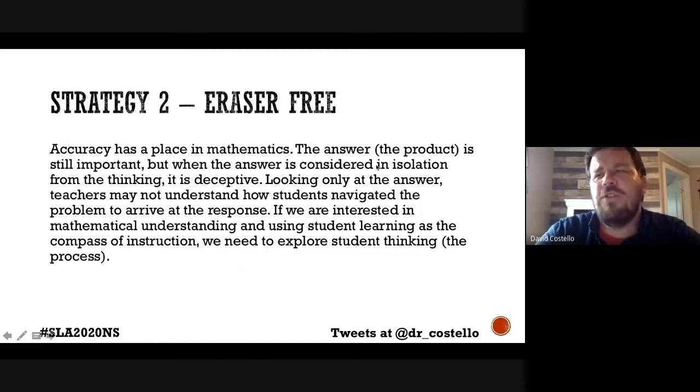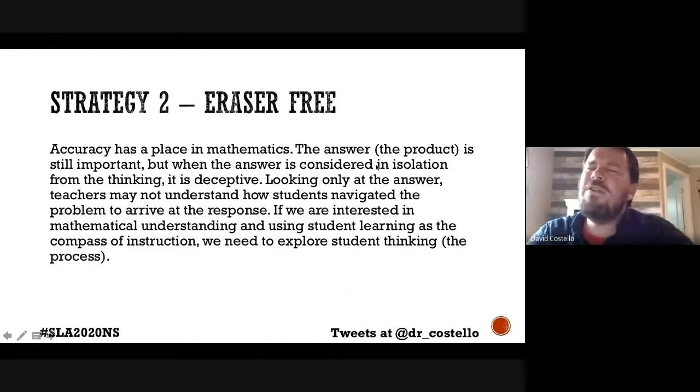So I know accuracy has a place in math. Completely get that. When I go to the doctor or when I go to a pharmacist, I don't want them guessing, yeah, this looks about close enough to 50 milligrams. Let's just go with this. Yeah, no, I want accuracy. However, I think that we need to highlight and emphasize the process as well.